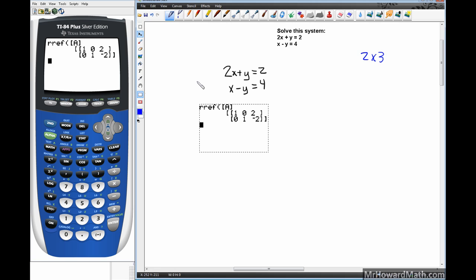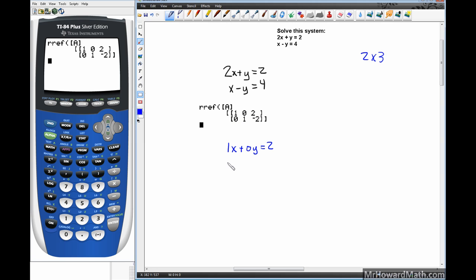What our calculator has done is give us the solution to this matrix. I'll show you exactly what this printout right here means. It means that 1x plus 0y equals 2. That's this first row right here. Notice it's in the same order: x, then y, then constant. So it's 1x plus 0y equals 2.